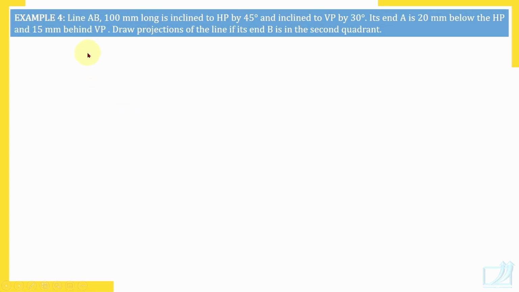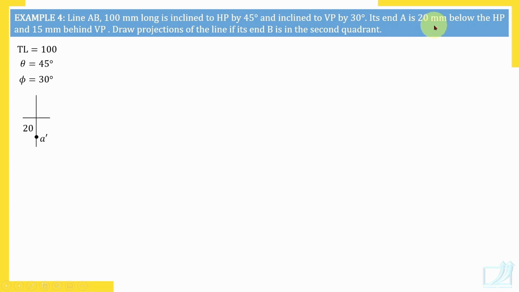Now read this problem. Line AB, 100 mm long, is inclined to HP by 45 degrees. Now write immediately data, that's always better. So true length 100 mm, inclination with HP is 45 degrees, inclination with VP is 30 degrees. Reference point is end A, 20 mm below HP and 15 mm behind VP. So below HP is 20 mm below HP. So measure below XY line.